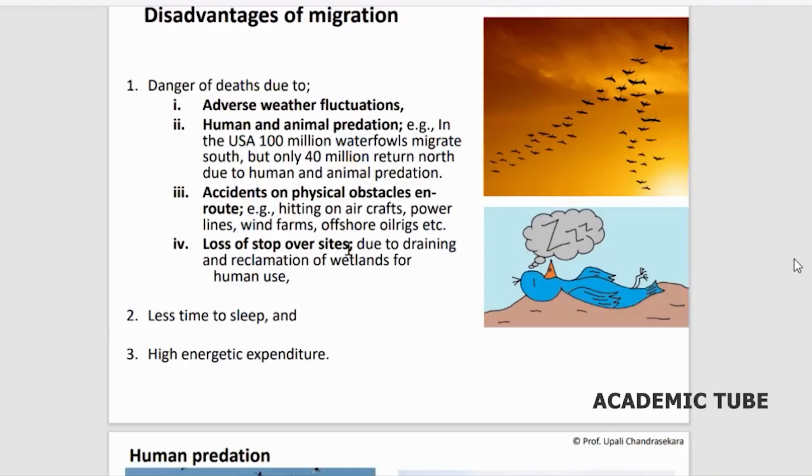And then, they have to spend a lot of energy to fly. That is to say that flight is an energetic thing, so they become quite exhausted. And because of the exhaustion, some birds die. Then they don't get enough time to sleep. Like us, birds also sleep, right? So, when they migrate, when they fly, say, for many thousand kilometers, they don't get enough sleep. Again, that is a disadvantage, right?